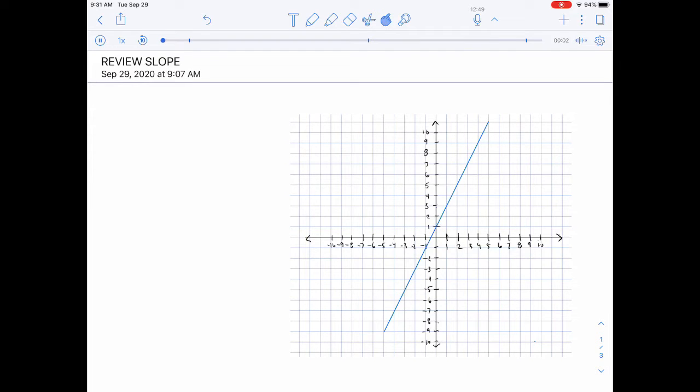What is slope? Slope is the measure of how steep something is. It is the change in the vertical over the change in the horizontal.